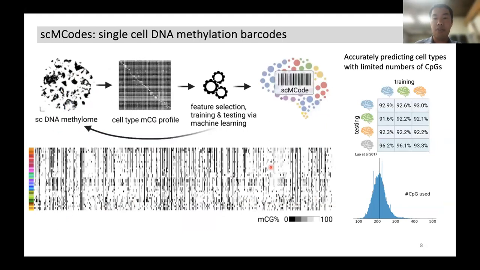Last but not least, we found that certain CpG sites have a very specific DNA methylation status for their cell type identities, which seems like the cells have their own intrinsic barcoding. So we developed this single cell DNA methylation barcode, called the SCM code, which can accurately and robustly predict cell type with only a limited number of CpG sites. In analogy to the epigenetic clock, this is kind of like an epigenetic cell type identity in the single cell.